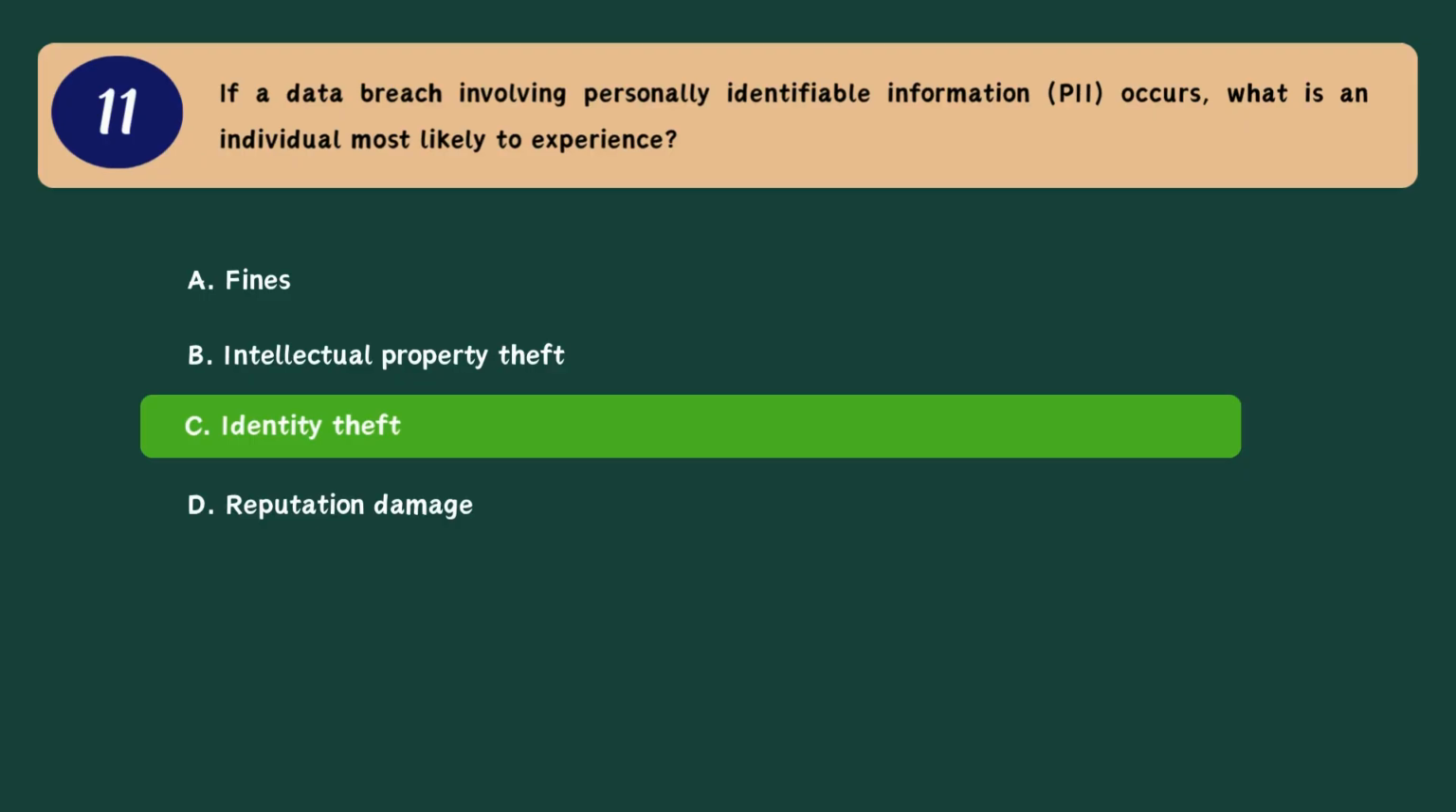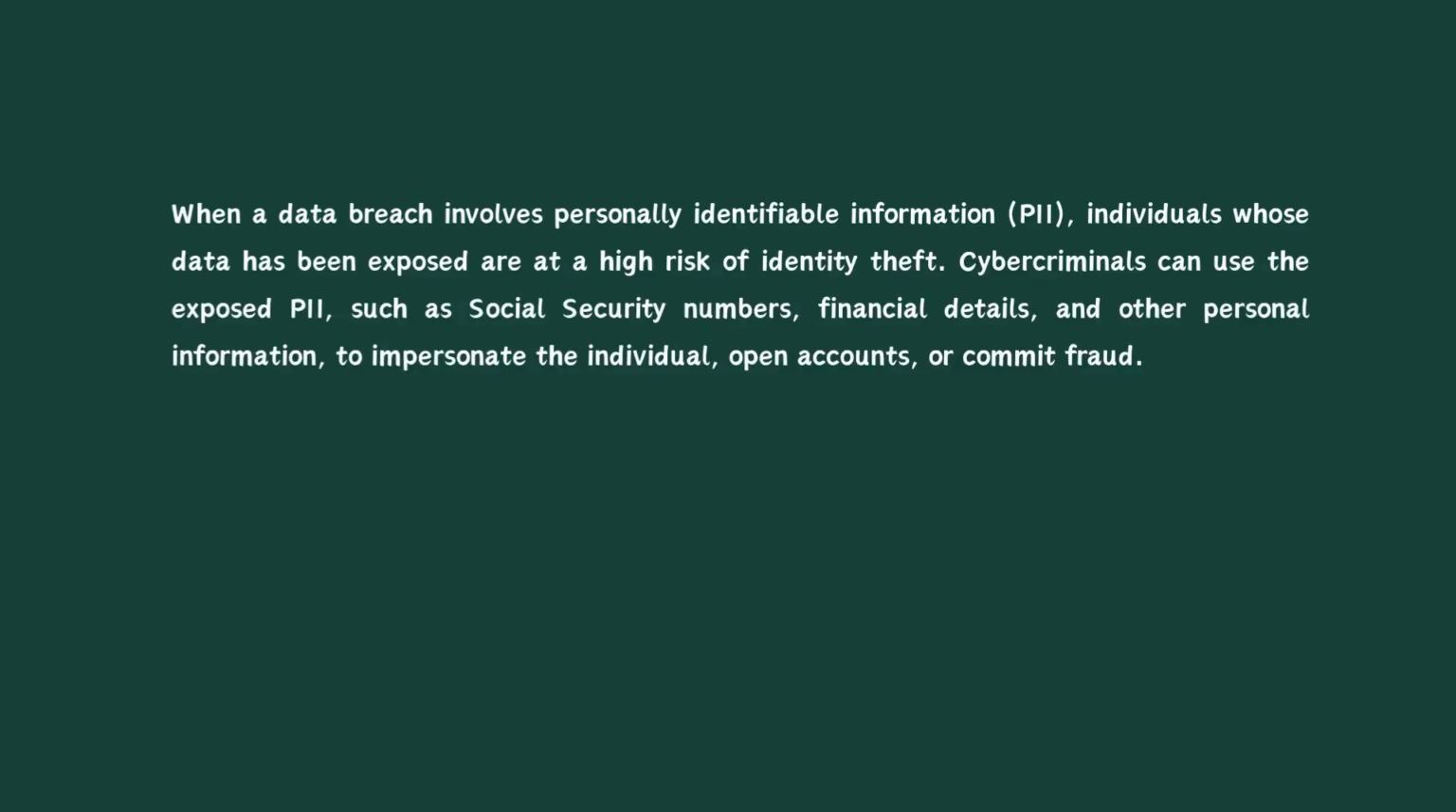Correct answer. C. Identity theft. When a data breach involves personally identifiable information, PII, individuals whose data has been exposed are at a high risk of identity theft. Cybercriminals can use the exposed PII, such as social security numbers, financial details, and other personal information, to impersonate the individual, open accounts, or commit fraud.